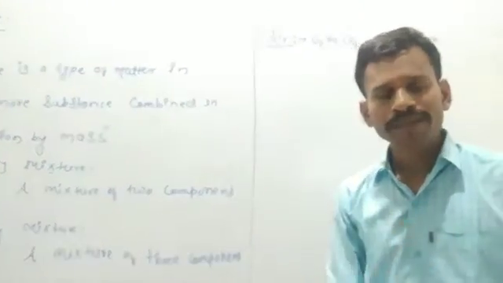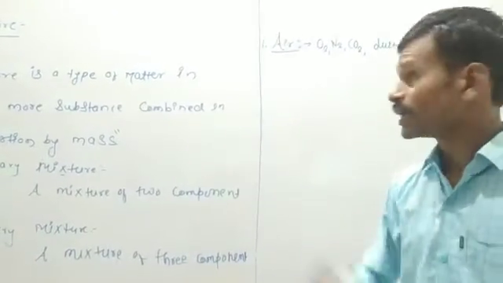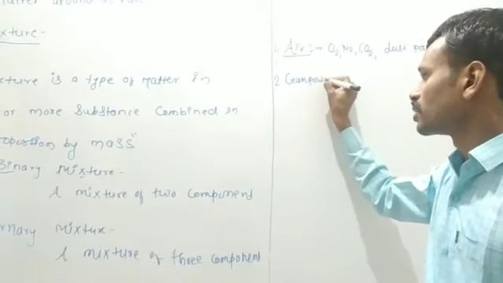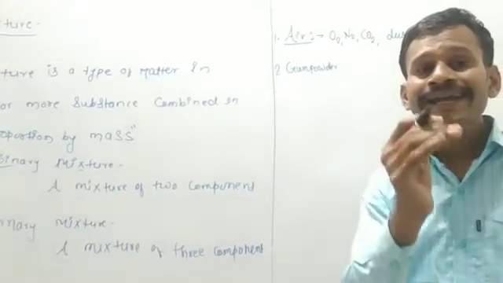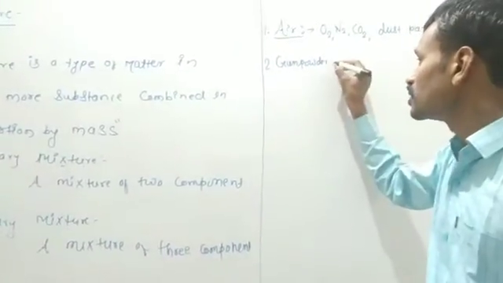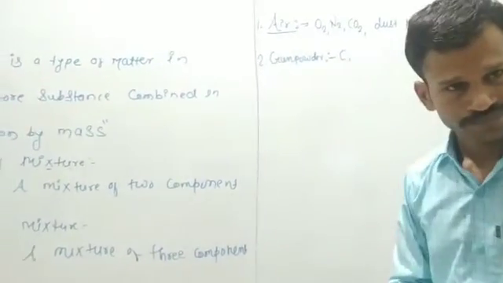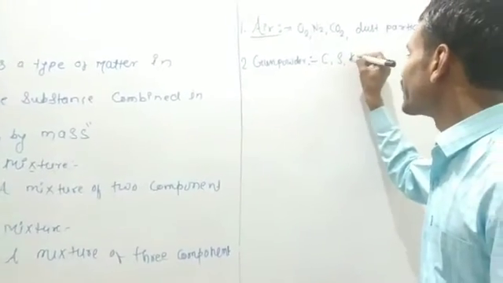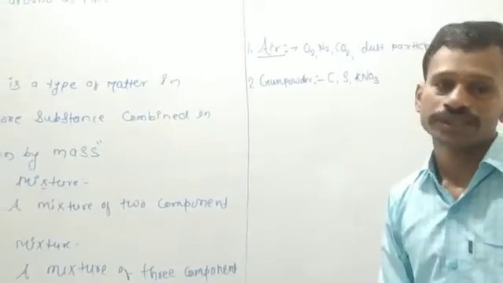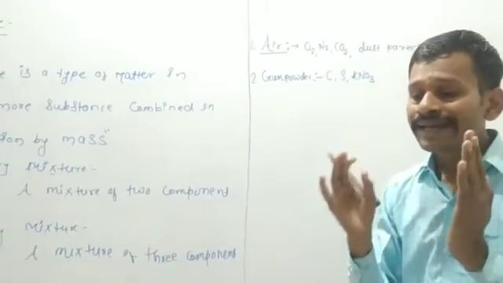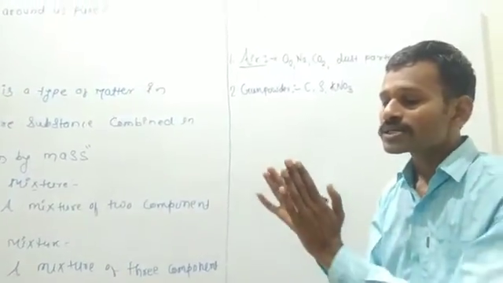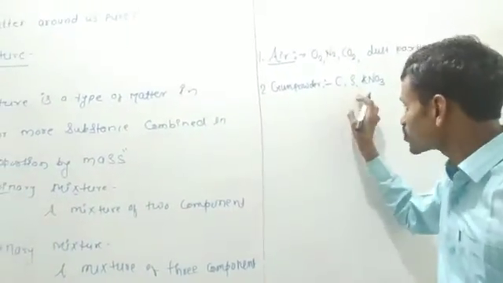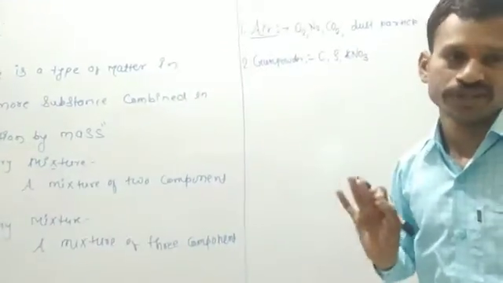We also have a second example: gunpowder. Gunpowder is a mixture of substances. One is carbon, the second is sulfur, and the third is potassium nitrate, KNO3. Because it is simply a combination of three substances, it is also an example of a mixture.